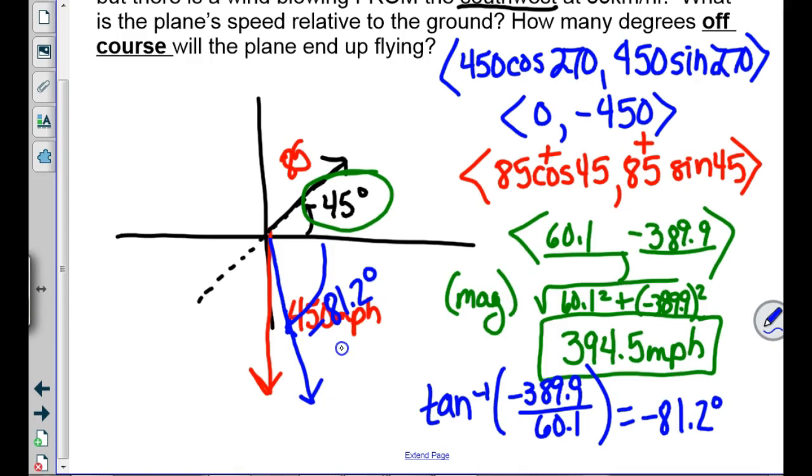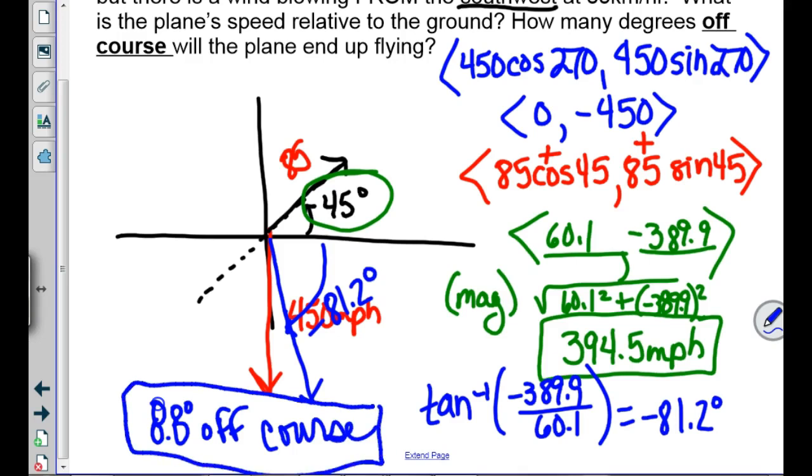Okay. Is that how far off course it is, though? How do we find out how far off course it was? It wanted to fly here. Yeah, can we just do 90 minus 81.2 or add 90 to the negative? It's about 8.8 degrees off course. So that's going to take some thinking on your part because it's different in each quadrant how you find it, but we just want to know this little angle, how far off, because it wanted to go straight south.